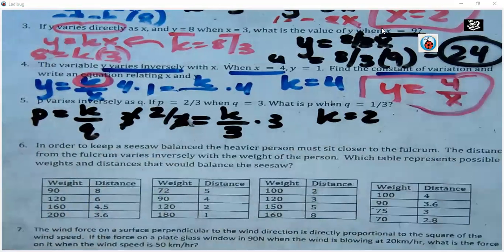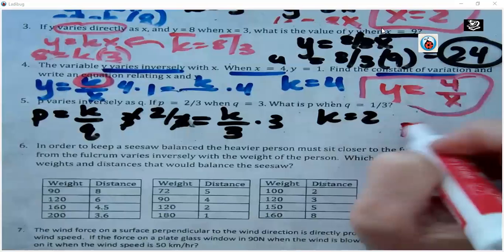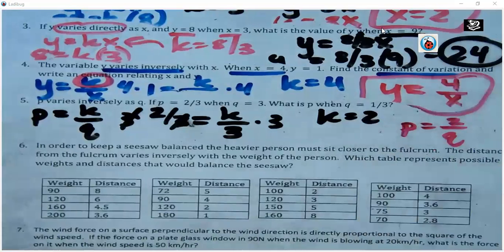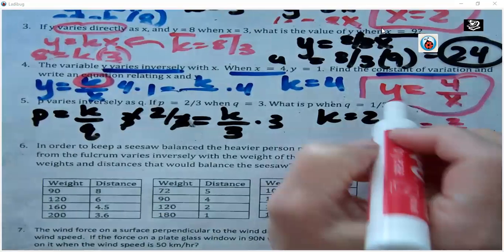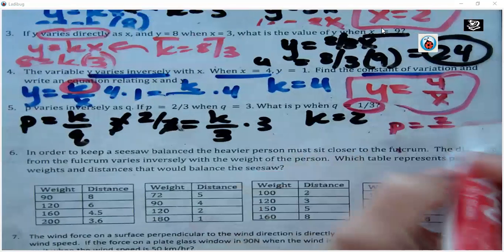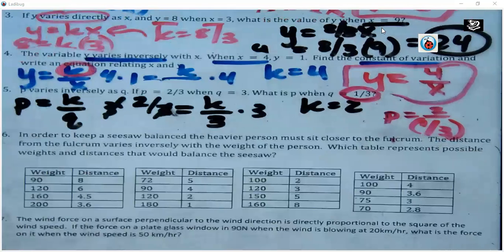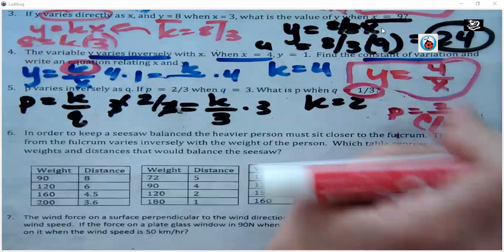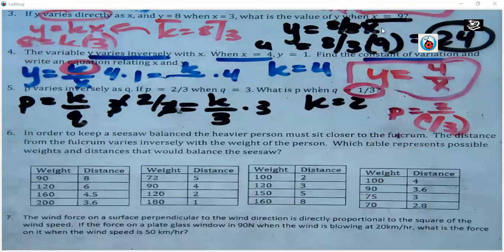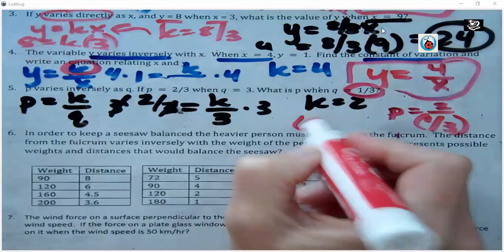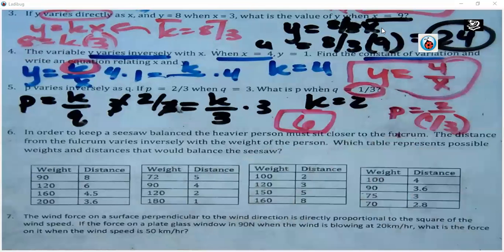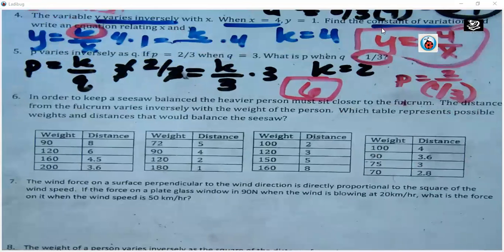So I have P equals 2 over Q, and now they tell me Q is 1/3. So I do 2 divided by 1/3. What do you get when you do that? Remember to use parentheses around fractions. What's 2 divided by 1/3? 6. Okay.